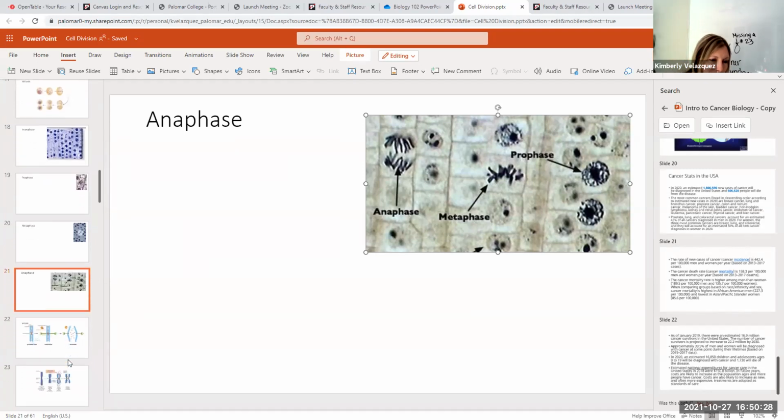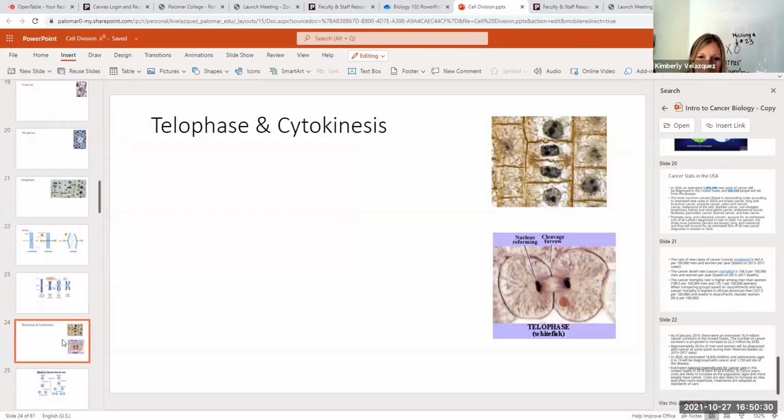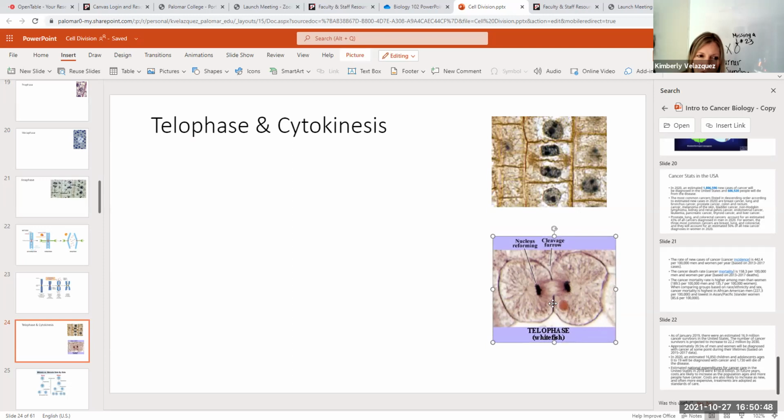And then finally, at telophase, those cells are going to divide. This is the cell plate, which is separating those two cells, and they'll eventually grow into the same size as these cells above and below them. And then this would be an animal, that cleavage furrow. That cytoplasm is pinching in half to form two new cells.